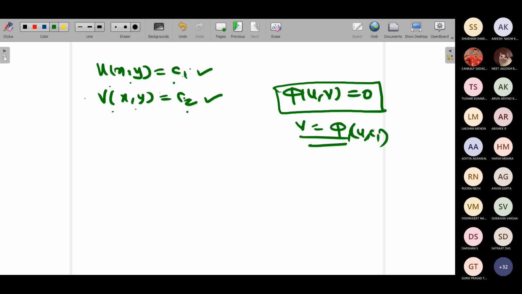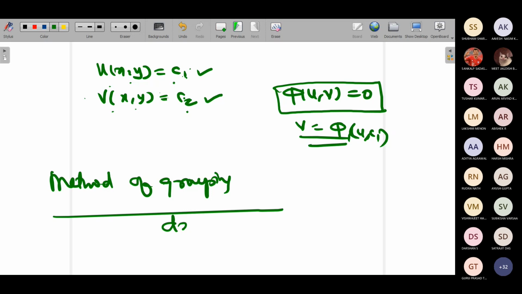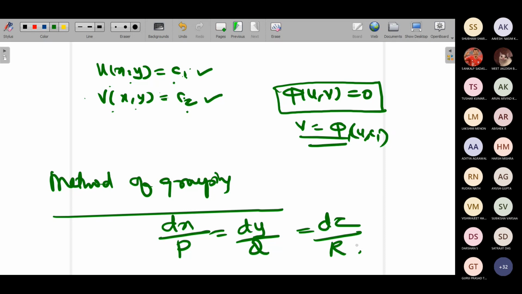Okay, so the first method we are going to see is the method of grouping. You can understand from the word itself, we are going to group the terms. You know that the auxiliary equation is dx by capital P equal to dy by capital Q equal to dz by capital R, where z is a function of x and y.